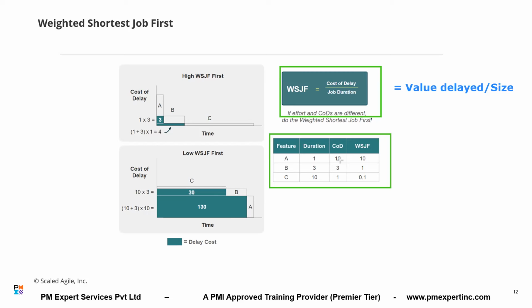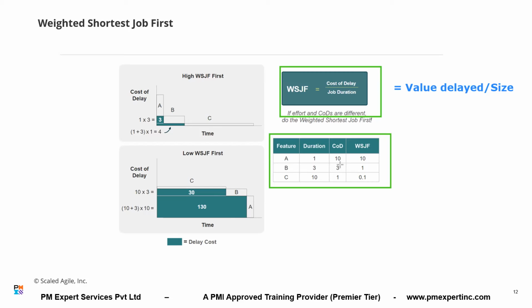Cost of delay means value delayed per unit time. So every day you delay feature A, the value delayed will be how much? 10. Suppose you implement it today, value delayed is 0. So if you do it in an incorrect manner, there will be some delay in the value.